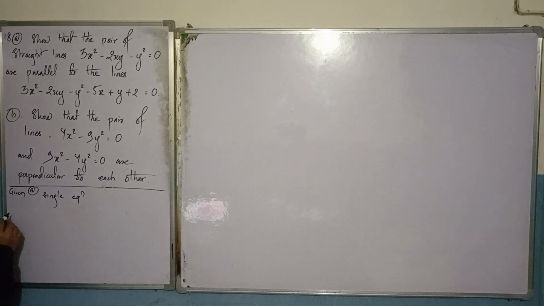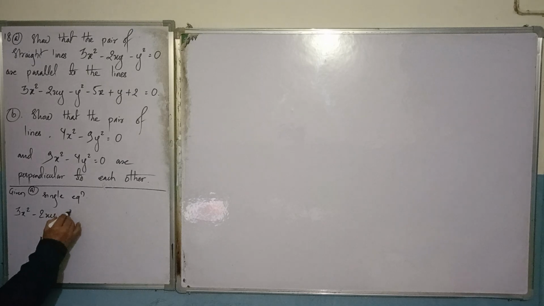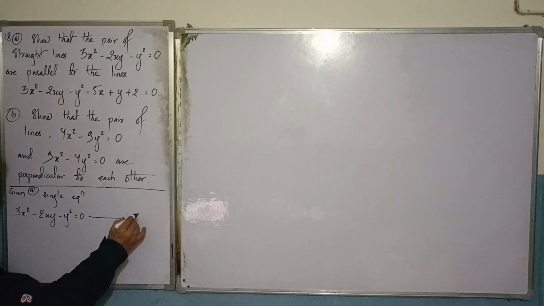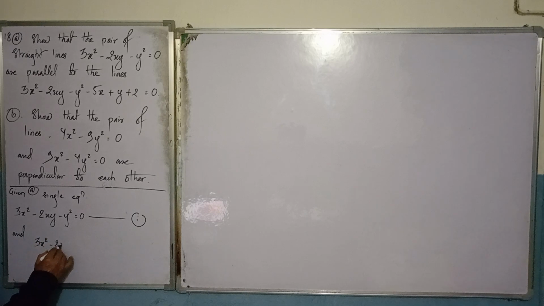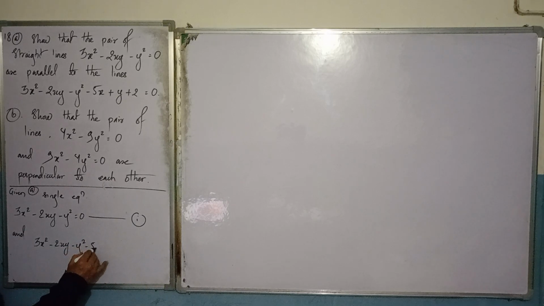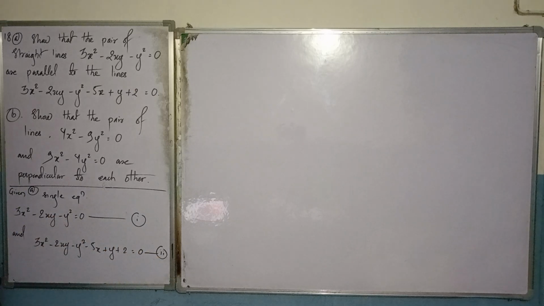we have one: 3x squared minus 2xy minus y squared is equal to 0. This is I. And another: 3x squared minus 2xy minus y squared minus 5x plus y plus 2 is equal to 0. Now first try to factorize this first equation. Now from equation I.